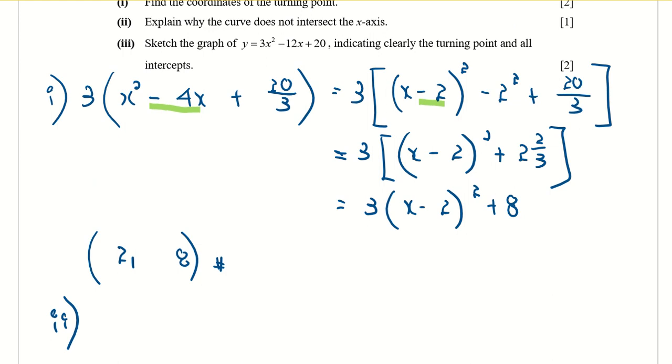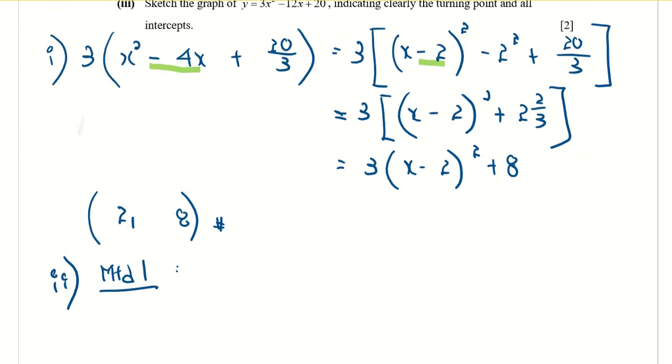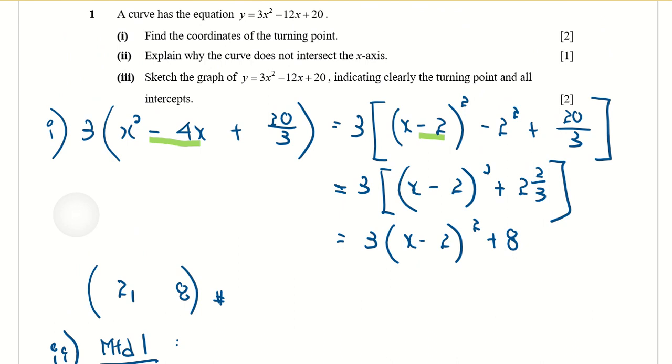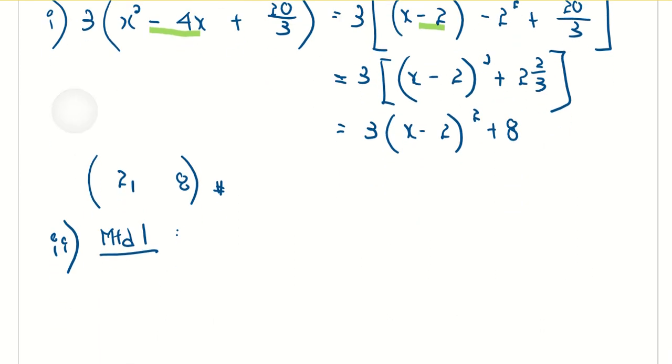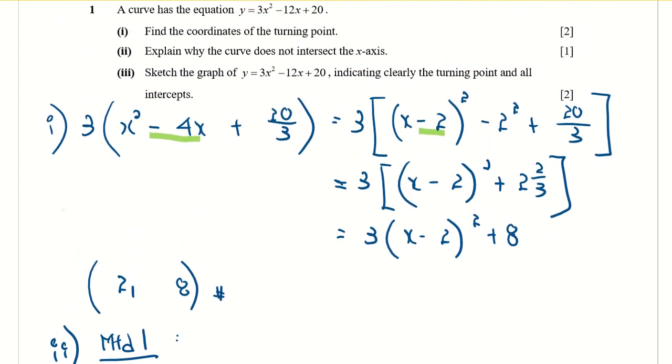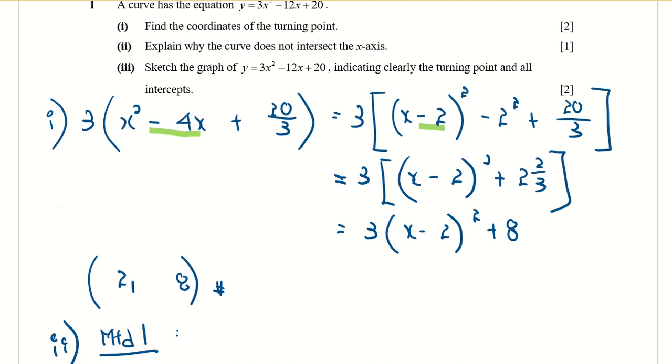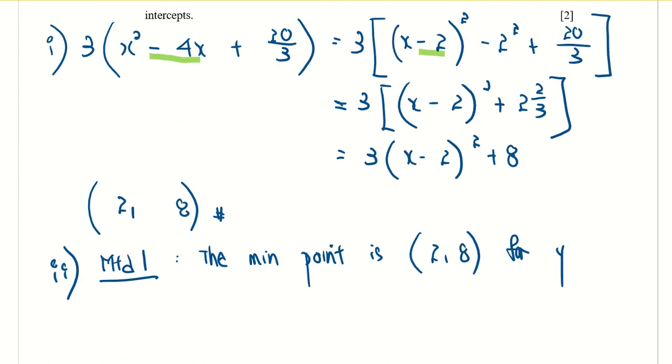Next, in part 2, there are two methods that I can think of to explain why the curve does not intersect the x-axis. So I go about method 1 first. As you can tell, the quadratic curve given to us is a U-shaped curve. Alright, and this means that we have a minimum point of (2, 8). Since the minimum point is (2, 8), for y, this means that it will never cut the x-axis, as the lowest it can go is y is equal to 8.